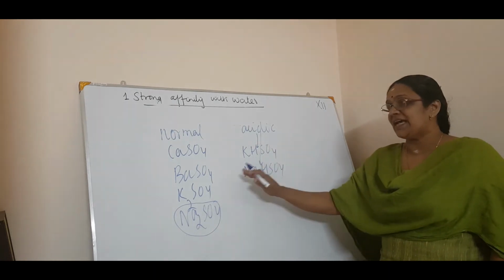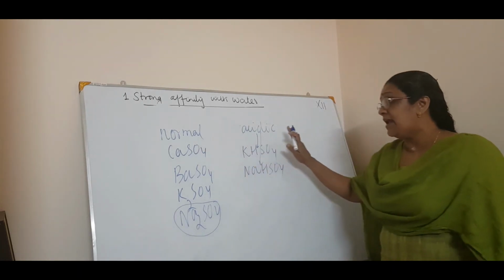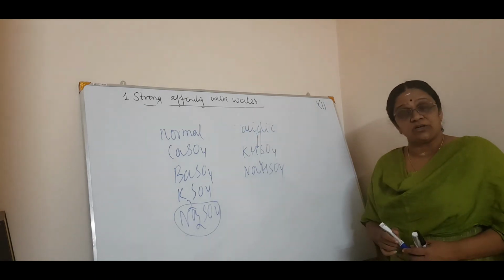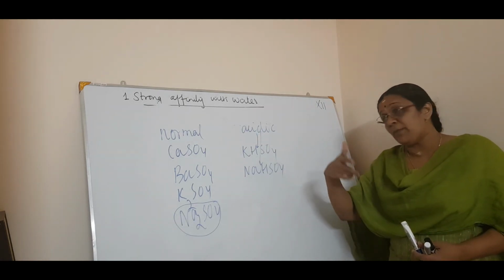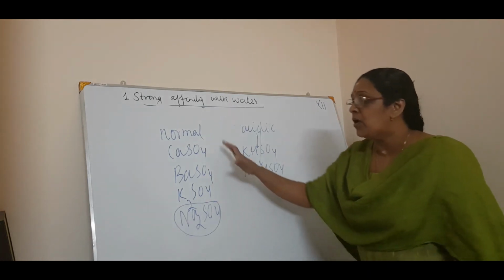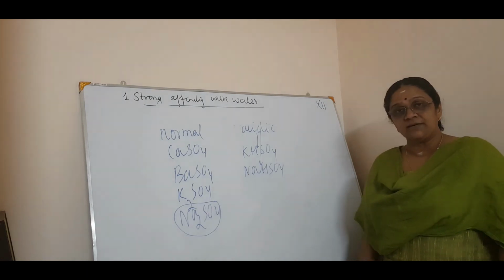So sulfuric acid can form 2 types of salt. One is a normal salt and the other is an acidic salt, which is explained by the strong affinity with water. You know that. First it will form a bisulfate and then it forms a sulfate. So two types of salts are formed: one is a normal salt and the other is an acidic salt. Clear?